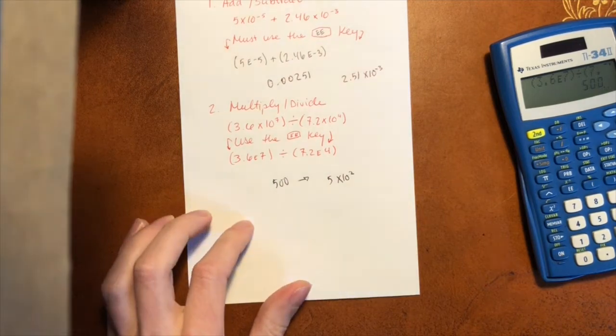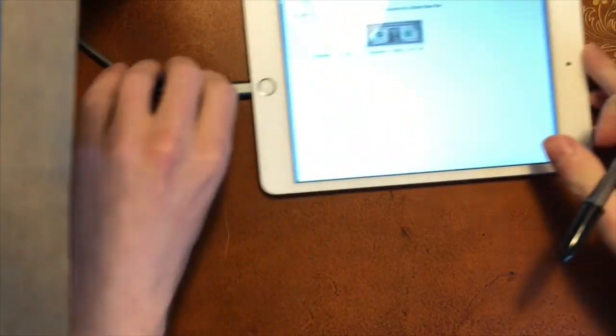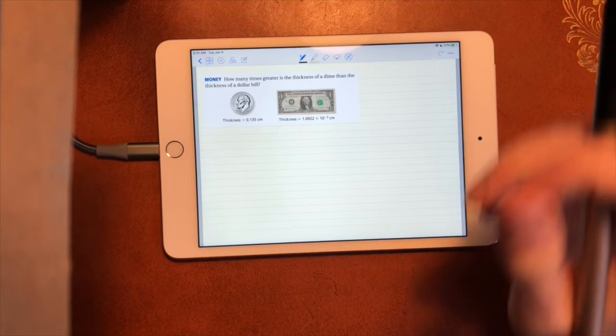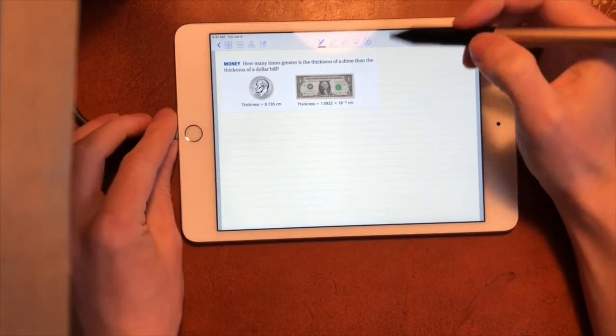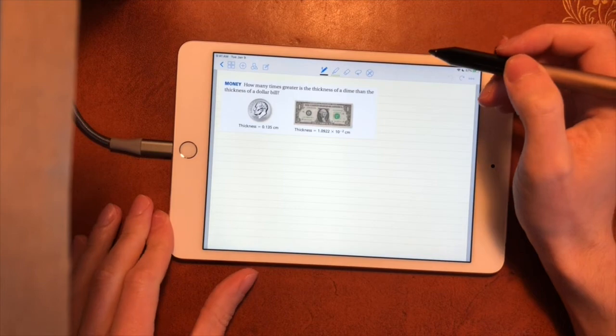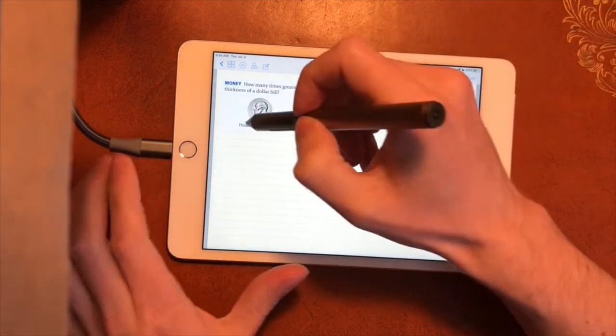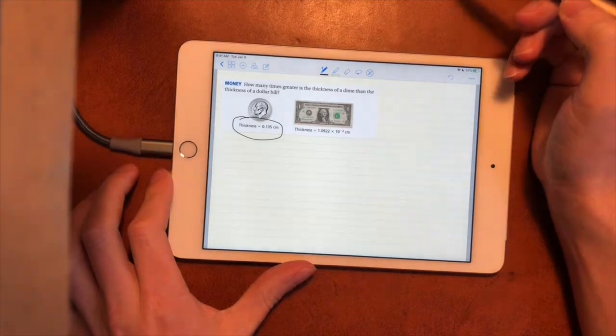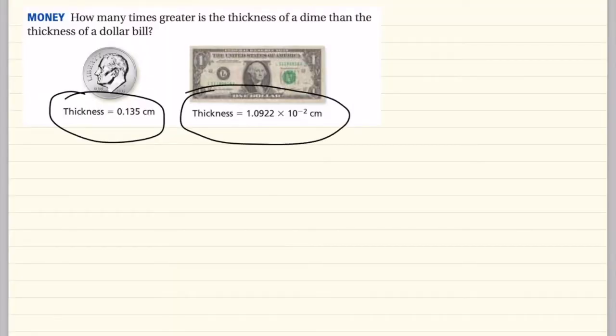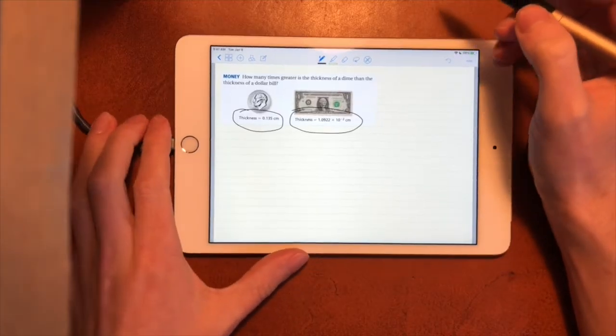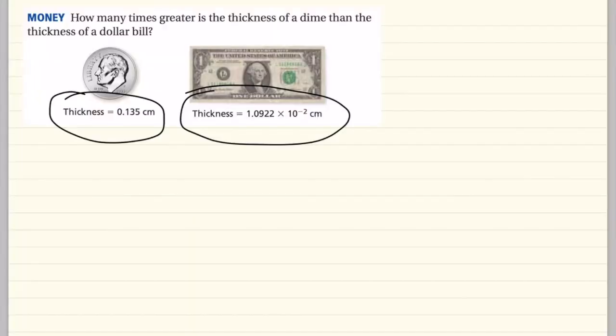All right, so let's look at some word problems here. Our first word problem: how many times greater is the thickness of a dime than the thickness of a dollar bill? Well, the first thing we want to notice is that the thickness of a dime is given in standard notation, and the thickness of a dollar bill is given in scientific notation. So we want to convert them both to scientific notation. So the thickness of this we're going to say is 1.35 times 10 to the negative first power. And they're both in centimeters, so we don't need to worry about that.